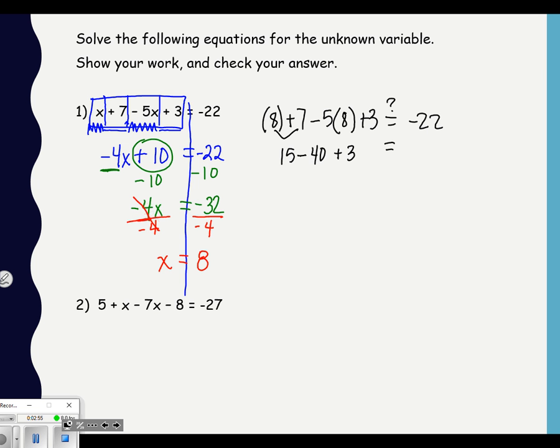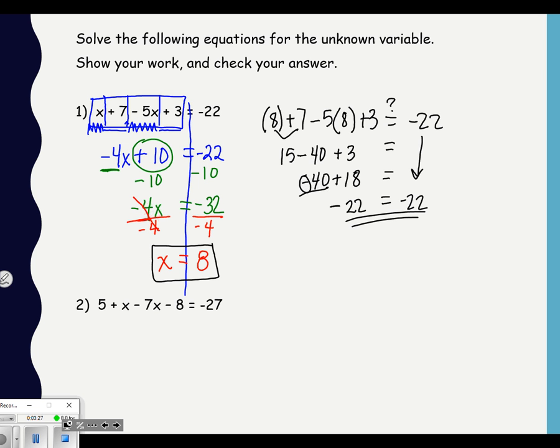Looks like I've got 15 plus 3 is 18. So I've got negative 40 plus 18. And in order to do that, you go 40 minus 18, which is 22. And then the negatives had more. 40 is more than 18, so that gives us negative 22, which is exactly what we needed. So that is the correct answer.